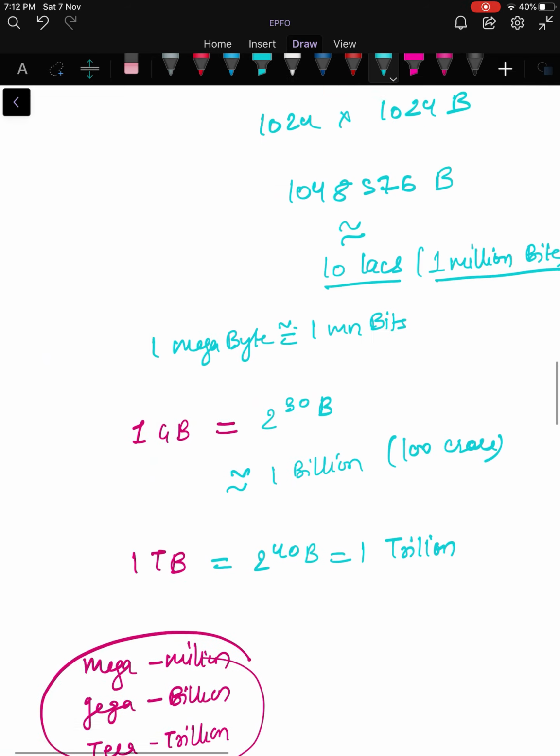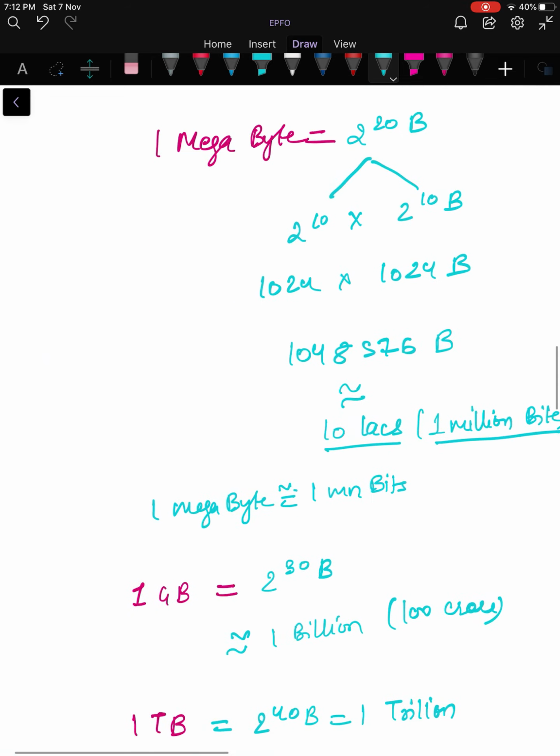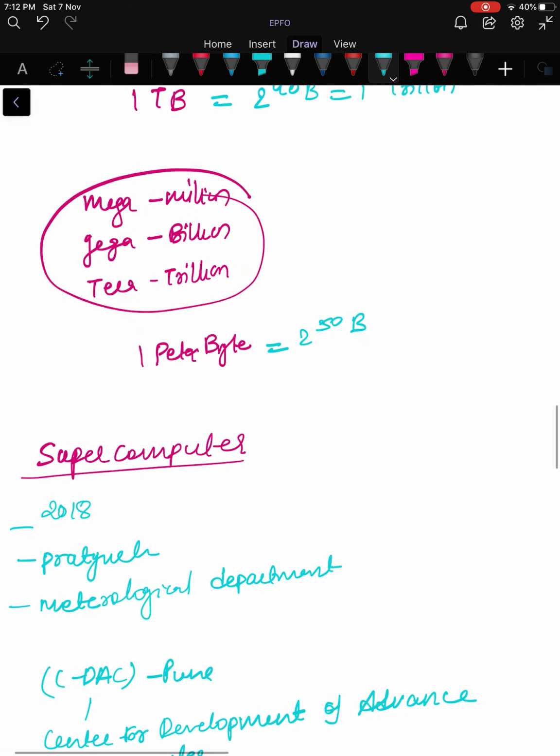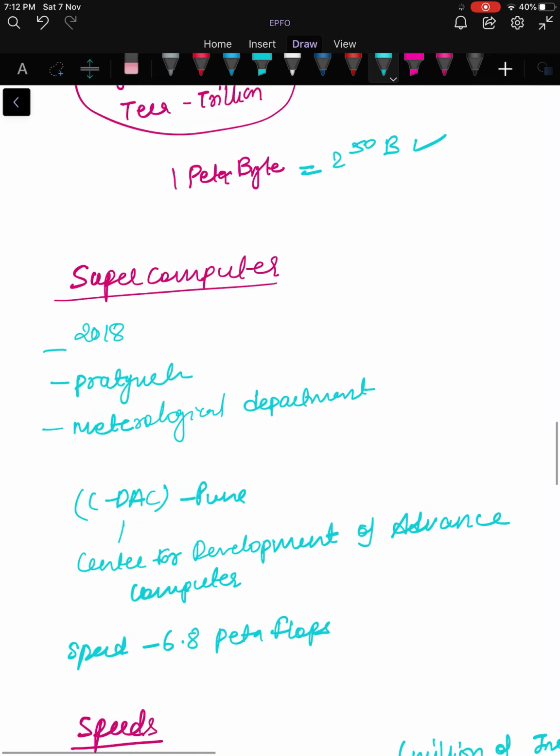So it's not 10 to the power, it's 2 to the power 30 bytes, 2 to the power 20 bytes. Just like that, 1 petabyte equals 2 to the power 50 bytes.